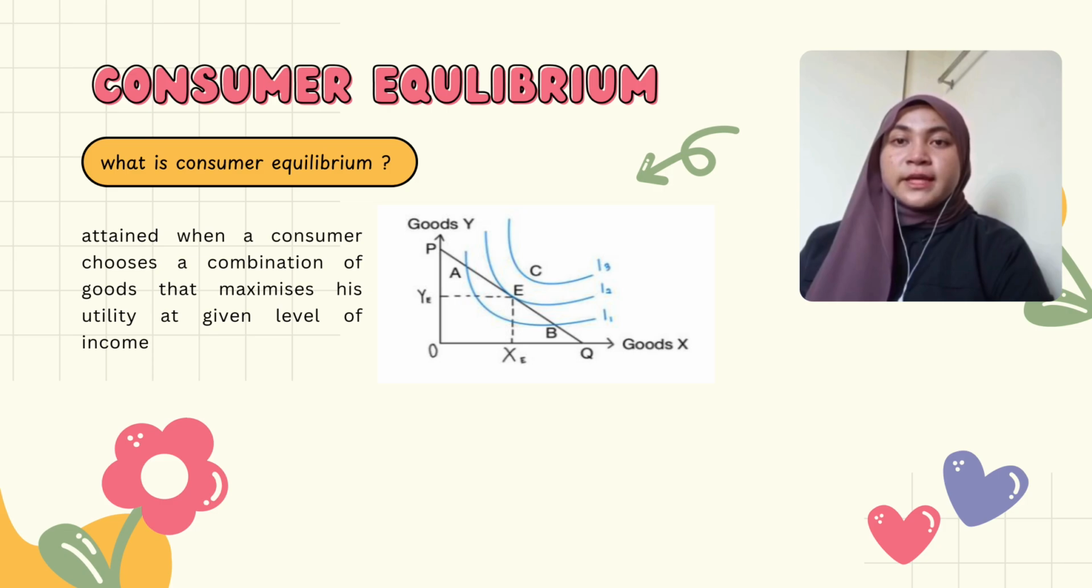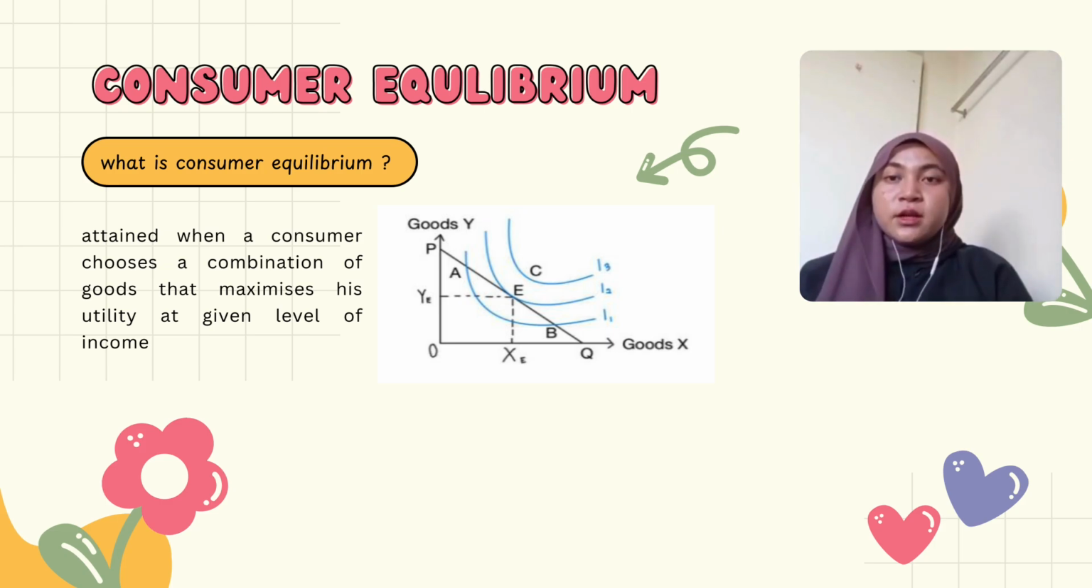Consumer equilibrium is attained when a consumer chooses a combination of goods that maximizes his utility at a given level of income. In the graph, the consumer wants the most satisfaction while staying within their budget, shown by line PQ and curves I1, I2 and I3. Point C gives the most satisfaction but is too expensive, while points A and B are affordable but give less satisfaction. Point E is on the higher curve and still on the budget line, making it the best choice for the consumer. So point E is the equilibrium point where the consumer gets the most satisfaction with their full budget.